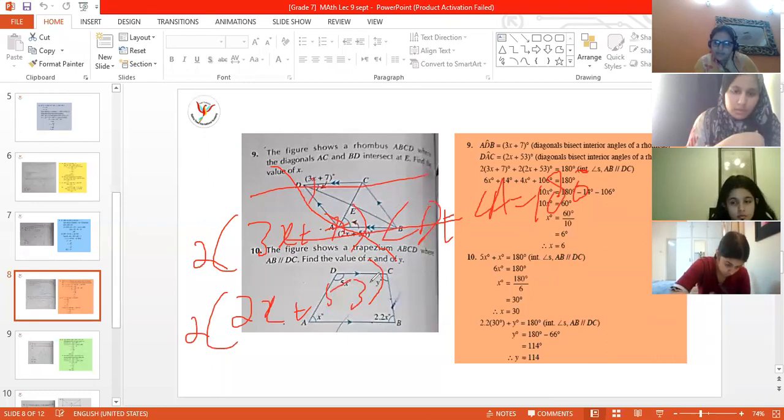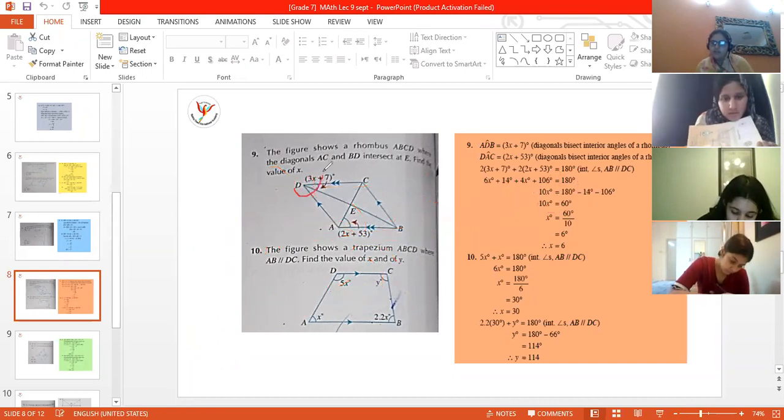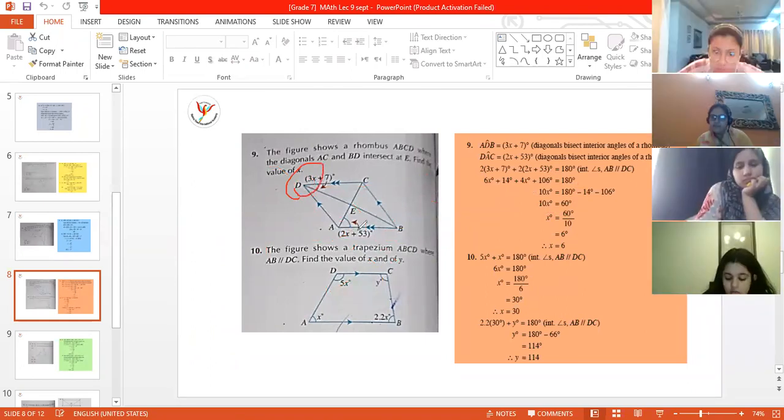Two parallel lines, one transversal. The inner angles are interior angles, so the sum of interior angles is equal to 180 degrees. The whole angle D is 2 times (3x plus 7), or you can write 3x plus 7, 3x plus 7, because the arrow shows that whatever the half part is, the other part is also the same. So the whole angle D is 3x plus 7, 3x plus 7, and angle A is 2x plus 53, 2x plus 53.